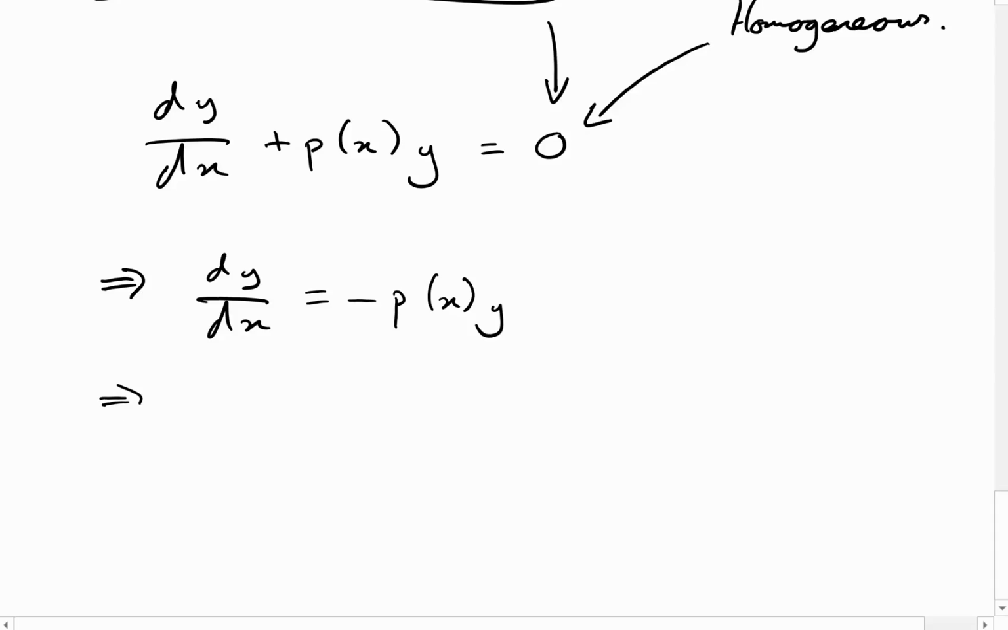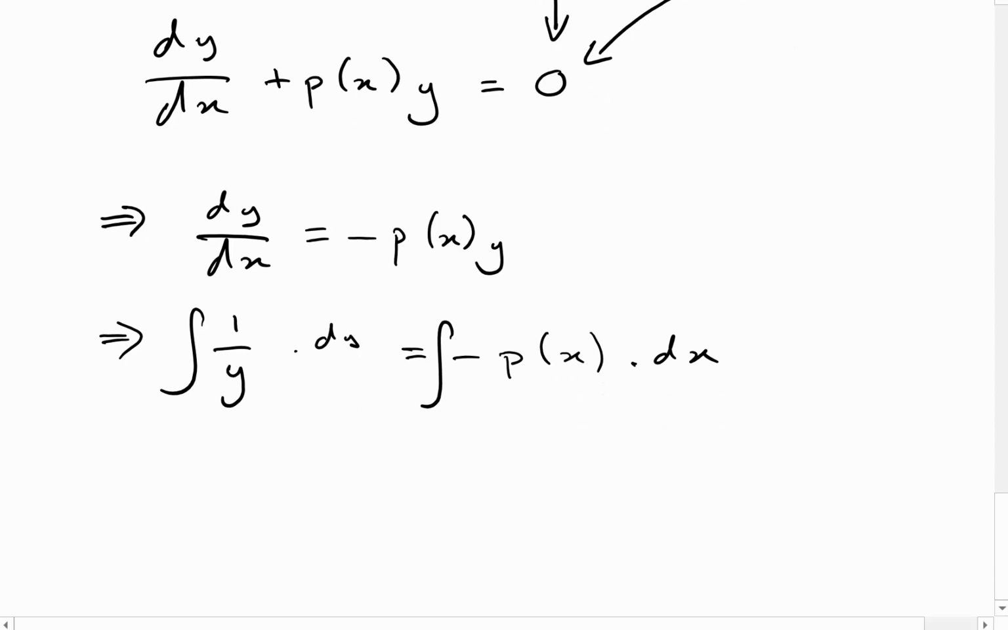If I want to get rid of this y on this side, I'm going to have to divide by y, so I'll end up with 1 over y times dy by dx equals minus p of x. Then if I want to get rid of this dx here, because this isn't involving y, I'm just going to multiply through by dx, and then integrate both sides like that.